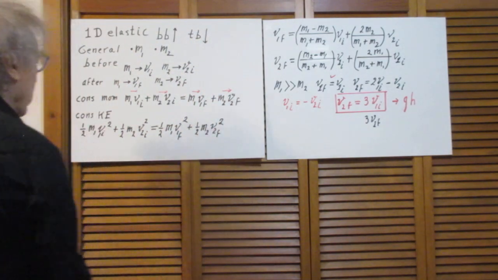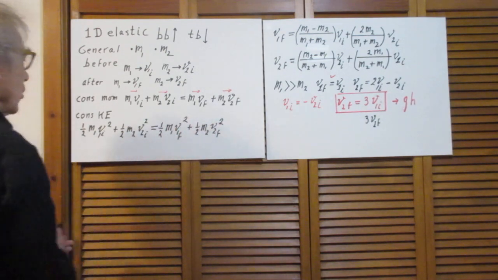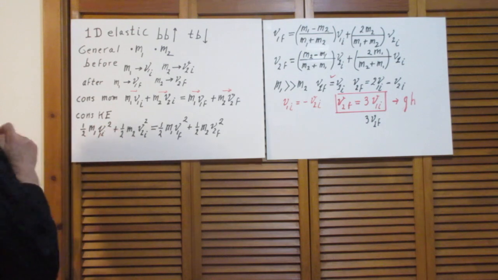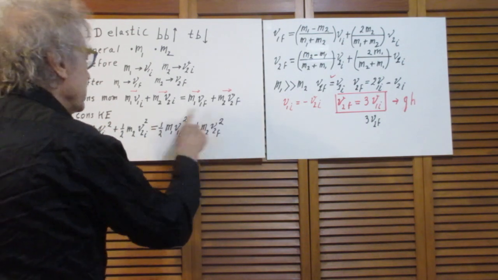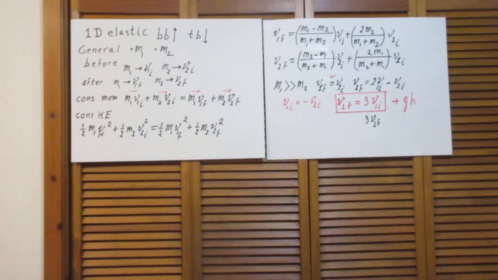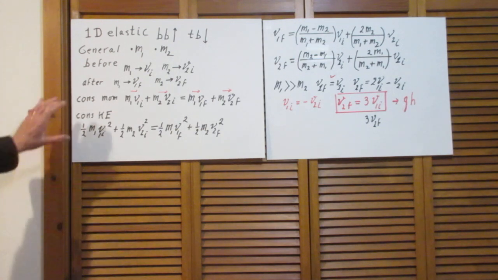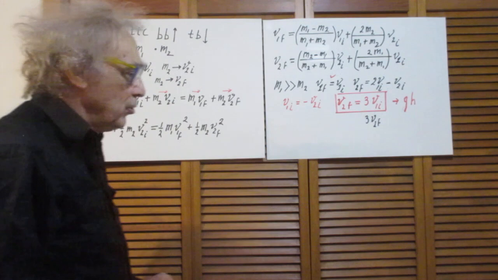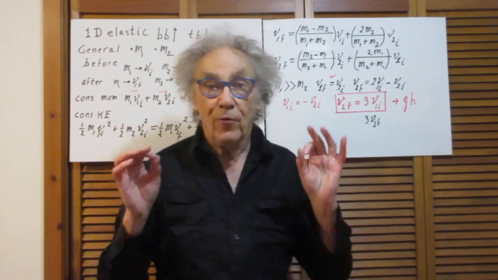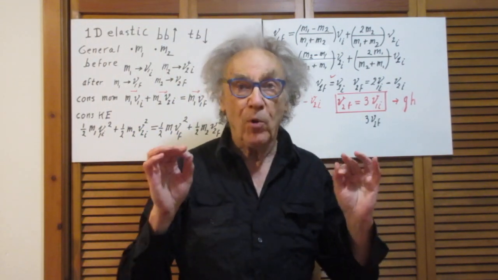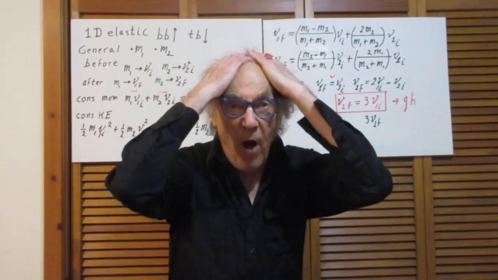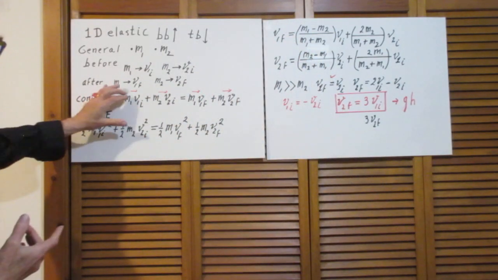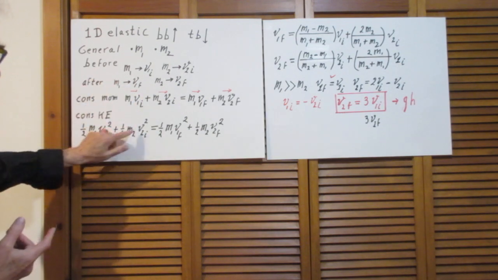So, conservation of kinetic energy is then pretty trivial. You can confirm that this is the kinetic energy just before the collision, and this is the kinetic energy after the collision. Now you have to combine these two to find the velocity of the tennis ball after the collision. What a headache! What a headache to combine this one with this one.